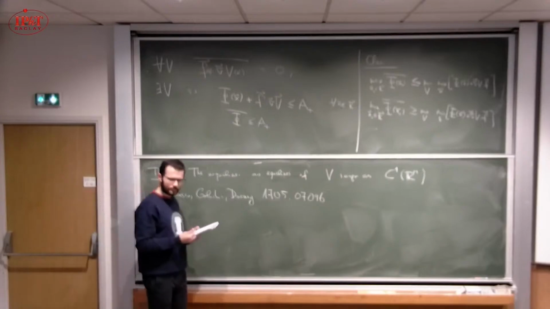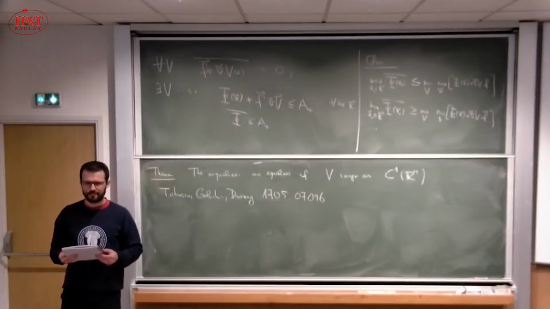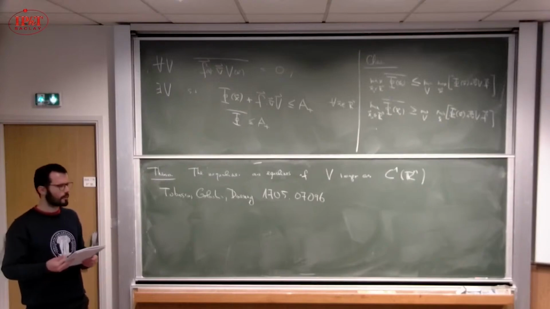Second question. Polynomials are dense in this C1, but if it works for C1, should it also work for polynomials?